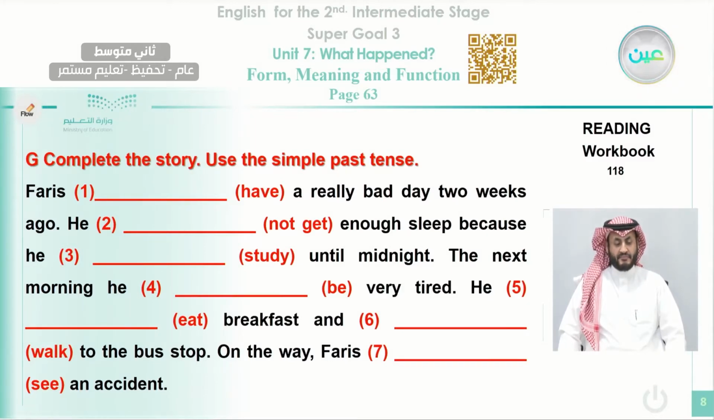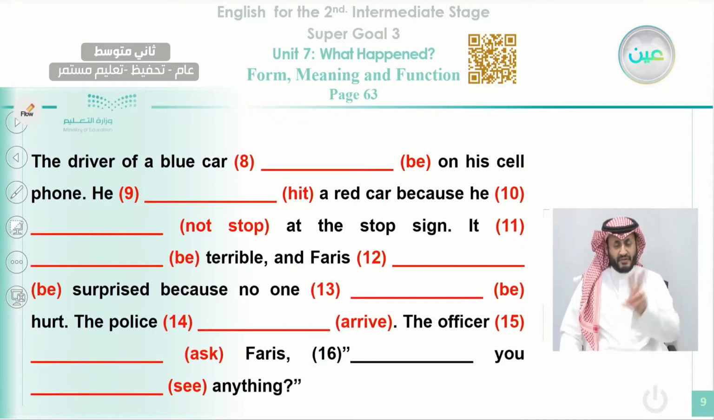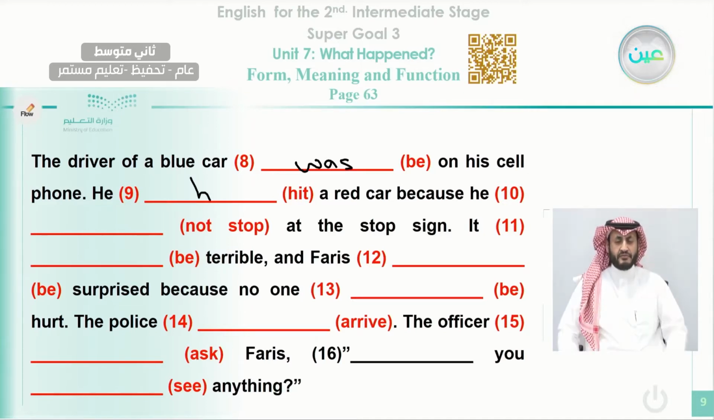Now, the next paragraph is like this. The driver of a blue car, we can write the past form of the verb be, is was, because we're talking about a singular, was on his cell phone. The past of hit is the same. It is an irregular verb. So we write it as it is.